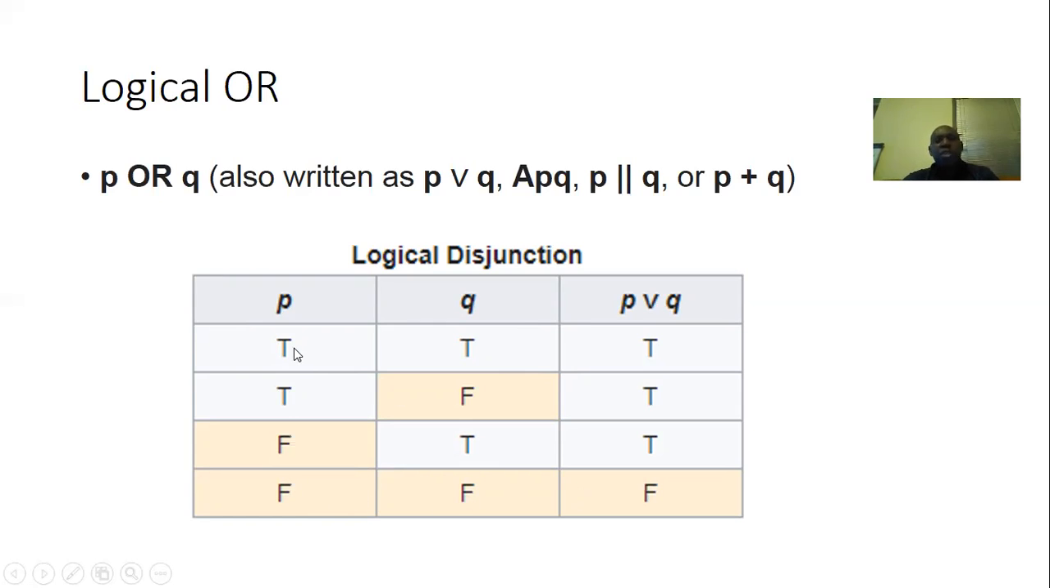So if P is true and Q is true, then the result of P or Q is true. When P is true and Q is false, the result of P or Q is still true. When P is false and Q is true, the result is still true. The only time that P or Q is false is when both P and Q are false.